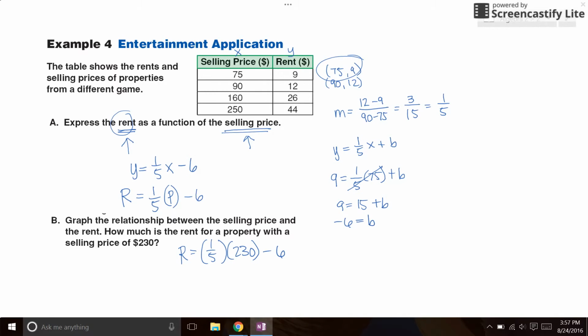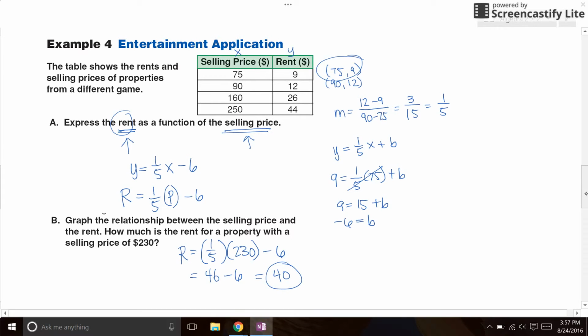Well, what is that? 5 goes into 200 I think 40 times, and it goes into 36 times. So that's going to be 30. No, did I say 40? 46. 46 minus 6. So that means the rent is going to be $40. Now I can tell everybody, hey, the rent is $40. And they're like, nice work.